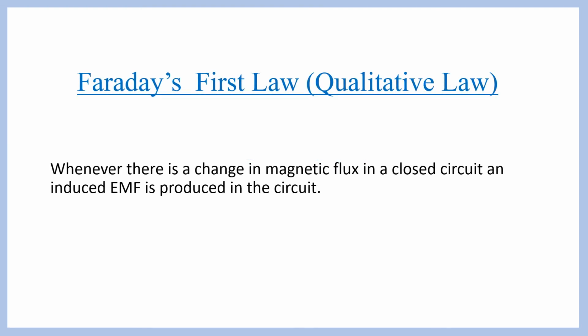Move further towards Faraday's laws. The first law says that whenever there is a change in magnetic flux in a closed circuit, an EMF is induced in the circuit or produced in the circuit. When an EMF is produced, naturally there is a current produced in the circuit, and the current so produced is called induced current. This is called Faraday's first law.